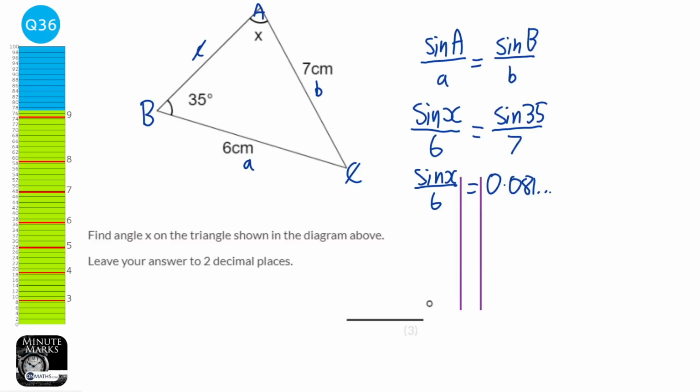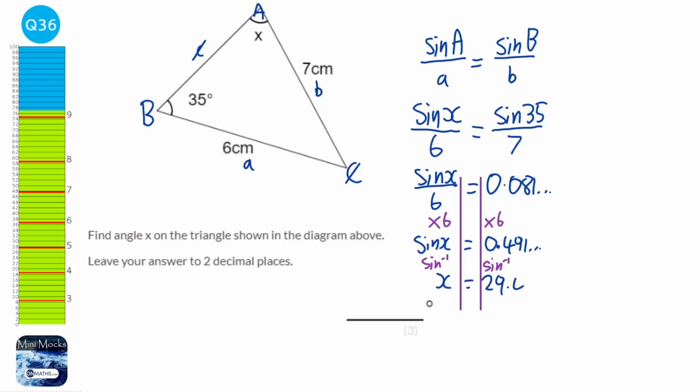And then we're going to be solving this. The first thing we're going to do is times by 6 both sides. So we get sine x is equal to 0.491 and so on. And then we're going to inverse sine both sides. And so we have x equals 29.448 and so on. Our answer wants to be rounded to 2 decimal places, so we're going to put our answer as 29.45 degrees.